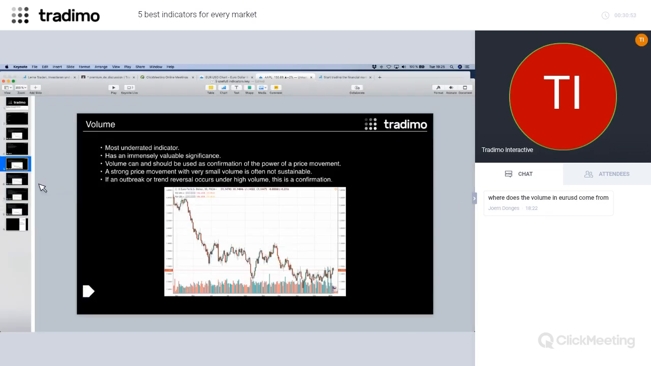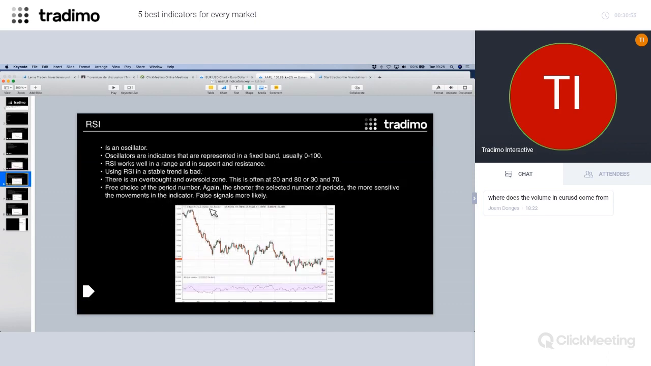Okay. But back to the topic, the RSI. RSI is not an indicator, it is an oscillator. Oscillators are kind of indicators, of course, but it represents a fixed band, so usually between 0 and 100. So you have only values between 0 and 100. You will never see an RSI at 110 or -5 or something like that. It's only between 0 and 100.